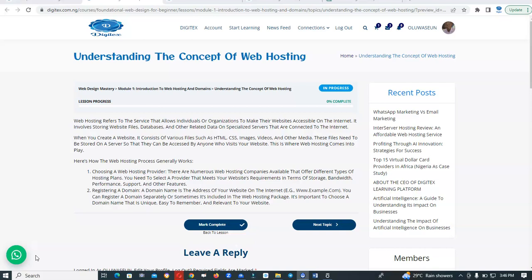So we are going to be talking about basic understanding and concepts of web hosting. Some of you, I know you are familiar with web hosting, websites, domain name. Now you want to briefly consider the main concept of web hosting. So here we have, it refers to a service that allows individual or organization to make their website accessible on the internet. That is just a basic definition of web hosting. And now that you're coming to learn web design, you need to understand what web hosting refers to. So we are talking about web hosting.